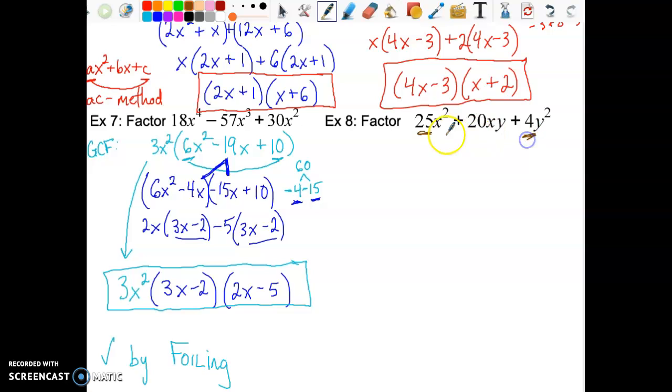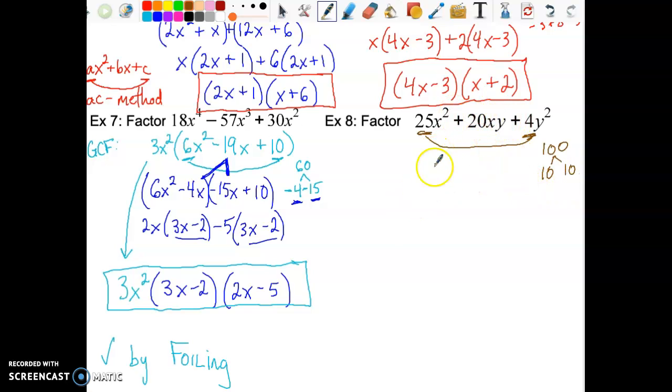And as you're looking at it, don't worry about the x's and y's. I think it'll make sense once you get to the end. And you do the AC method. That's 100, and then factors of 100 that would add to be 20. There's only two possibilities, 10 and 10.